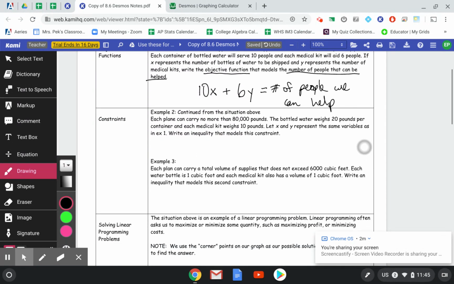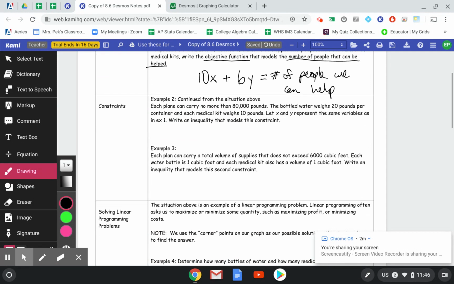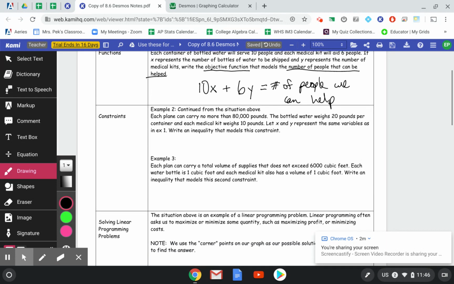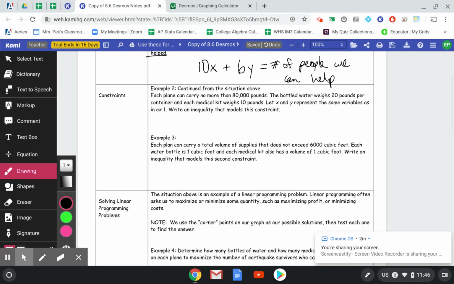Now, we also have some constraints. Unfortunately, we can't just send infinite amounts of containers of bottled water and medical kits. In real life, we have constraints. So let's look at what that is.